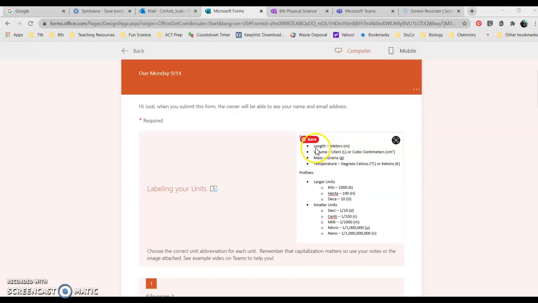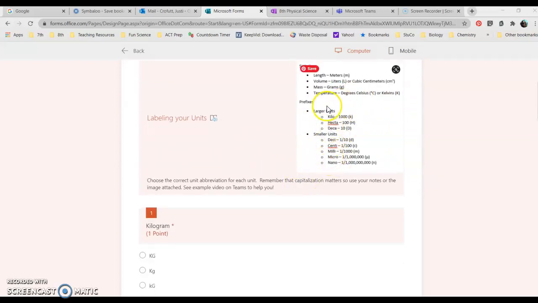If you remember, our base unit for length was meters, and we use a little m for that. So anytime you're dealing with meters for your length, use a little m. Volume was liters, so capital L. Mass in grams was a little g, and temperature is degrees Celsius. You guys won't have to worry about that one today, though. For prefixes, we have kilo is a little k, hecta is a large h, deca, capital D, deci is a lowercase d, centa, lowercase c, milli, lowercase m, and then micro and nano. You guys won't use those today.